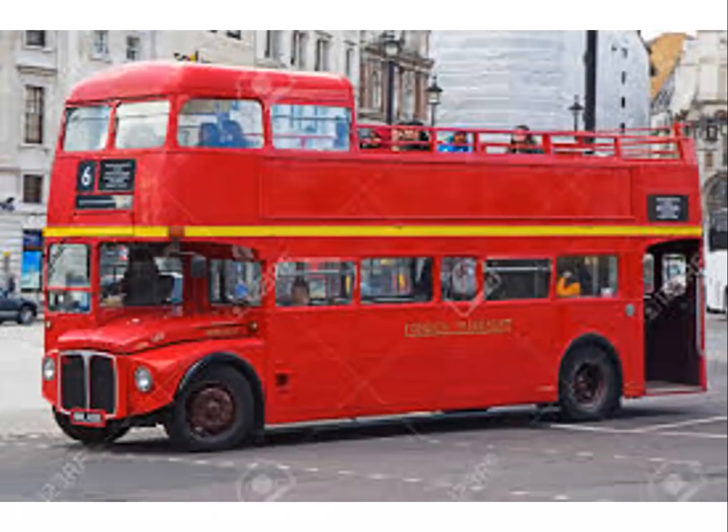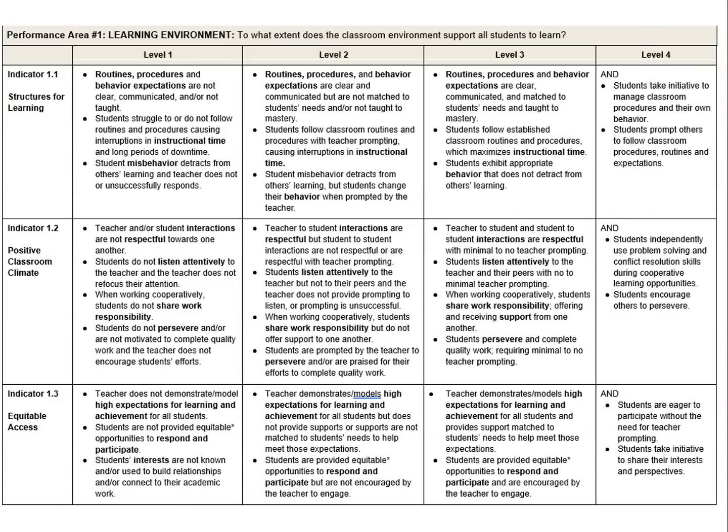Let's start our module today with a tour of the framework. On page 2, you find the beginning of the framework. At the top of the page, you see the first of 3 performance areas. Each performance area is accompanied by what is called an essential question. The essential question guides and summarizes what is being assessed in the performance area.